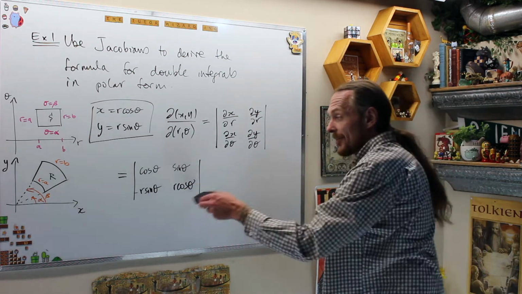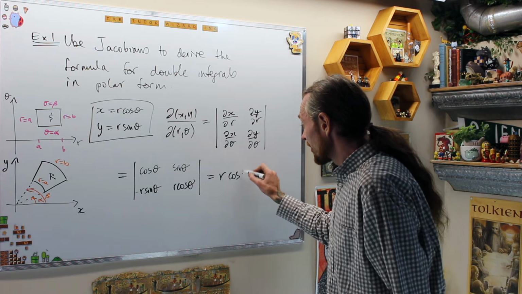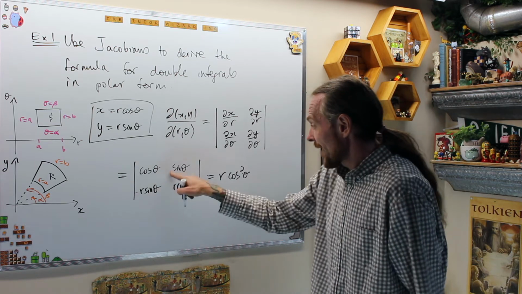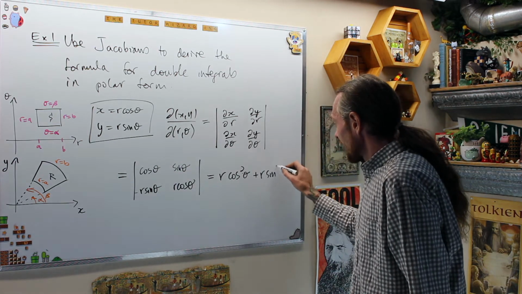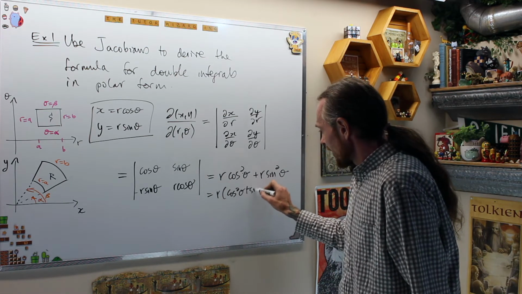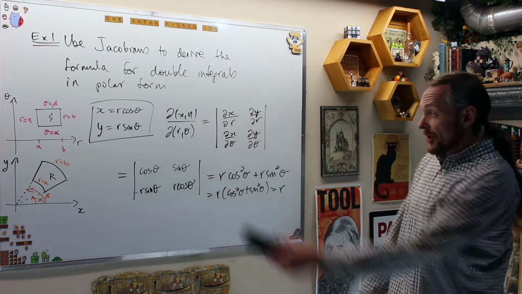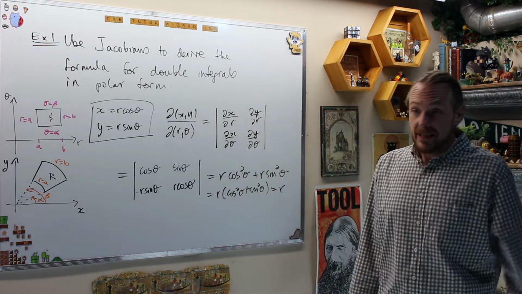And now AD minus BC, I'm computing a determinant. This is going to give me r cos squared theta plus r sine squared theta, which is r times cos squared theta plus sine squared theta. This is 1, which is r. So the Jacobian is r in this case.